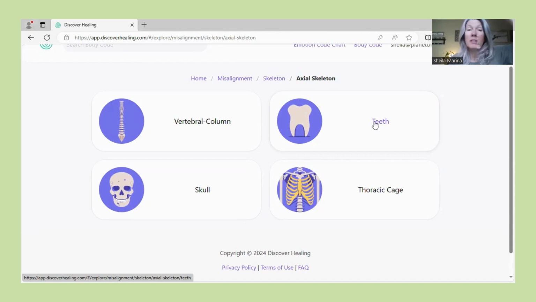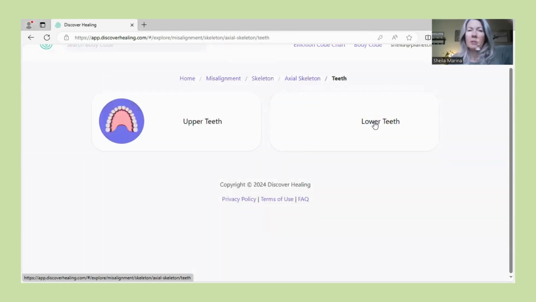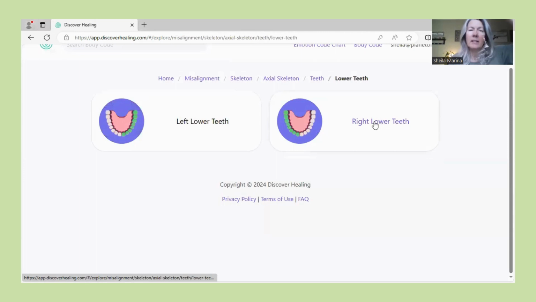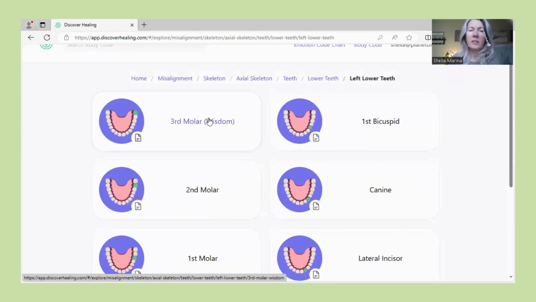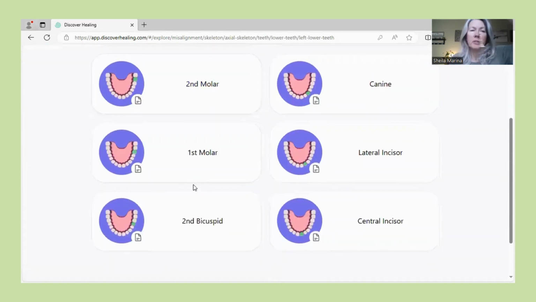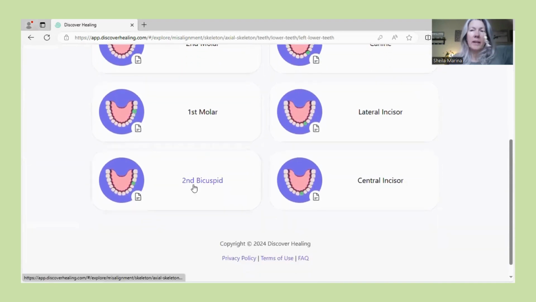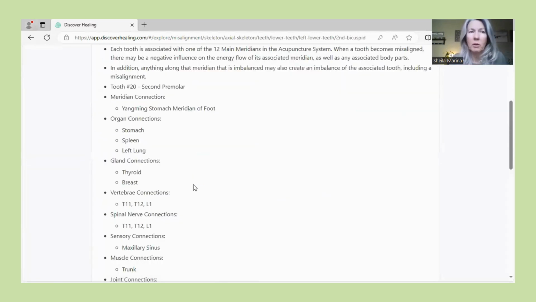Does it have anything to do with the teeth? Yes, it has something to do with the teeth. And regarding Gus's teeth, is it the upper teeth? No, it's the lower teeth. Is it the left lower teeth? Yes, it's the left lower teeth. And is this on the left side of the chart? Yes. And is it the third molar? No. Second molar? No. First molar? No. Second bicuspid. So you're going to see now how the teeth hold on to all kinds of emotions.